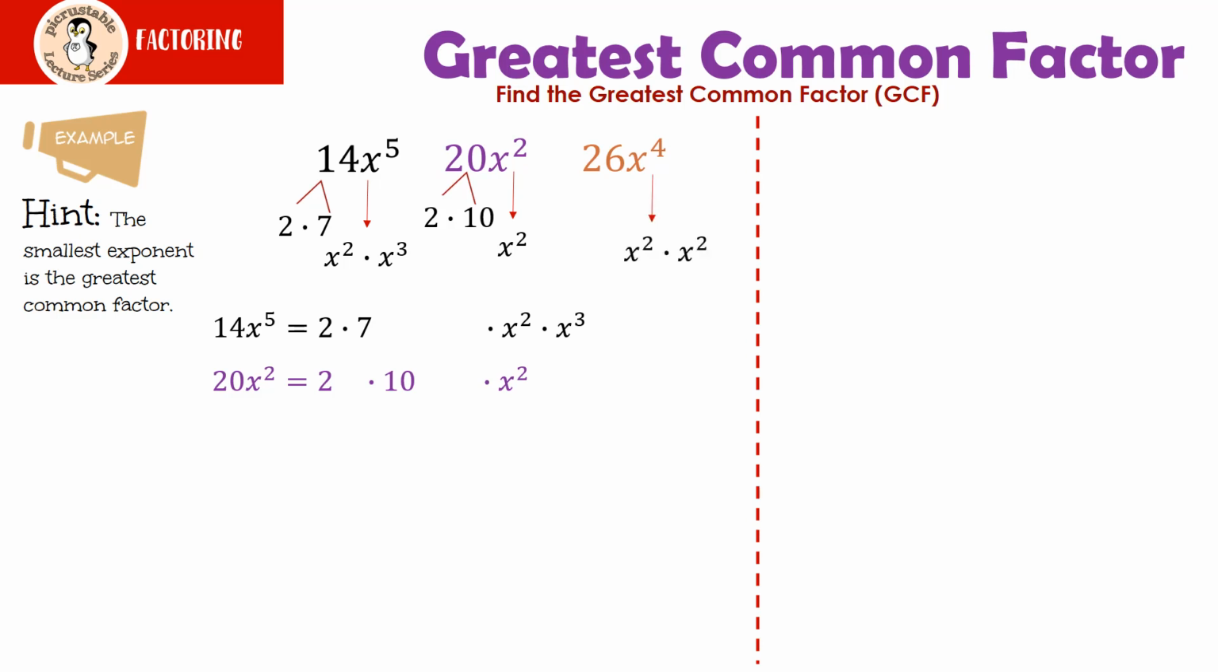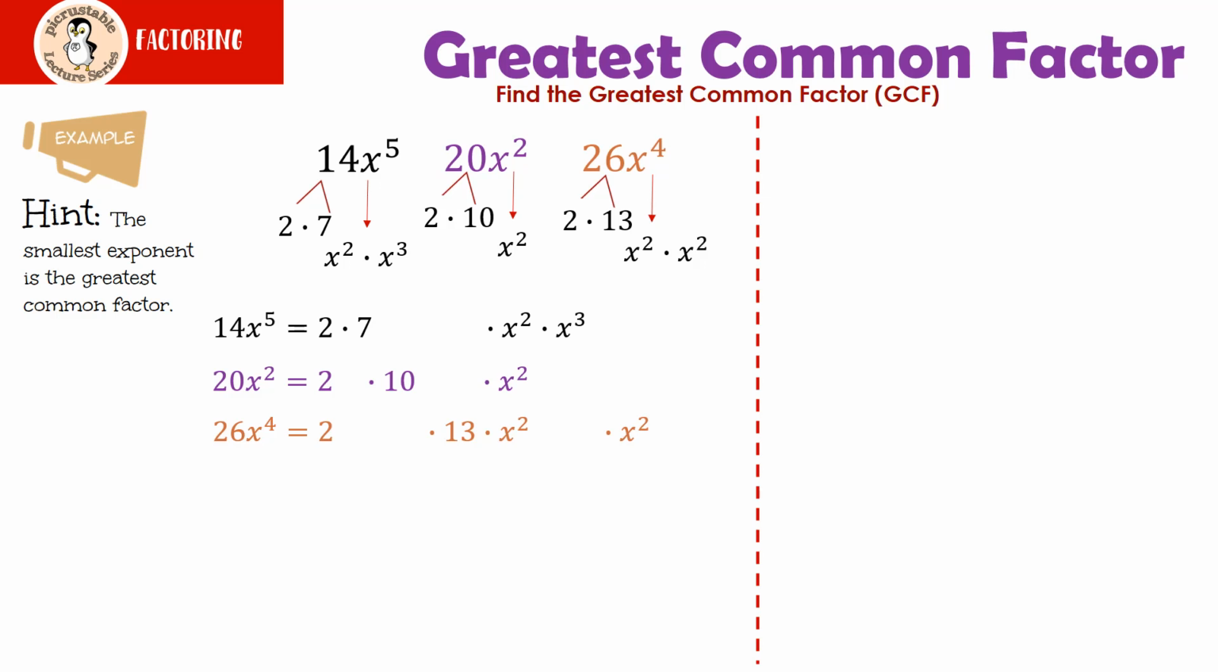Well, 26 has x to the 4th. That's the same as x squared times x squared. 26 is 2 times 13. Let's write that in there. Great. So you can see that 2 times 10 works perfect. If I had started with 14, I would have seen right away that 2 times 7 is 14. And the only common factors in the other two are either 2 or 7.